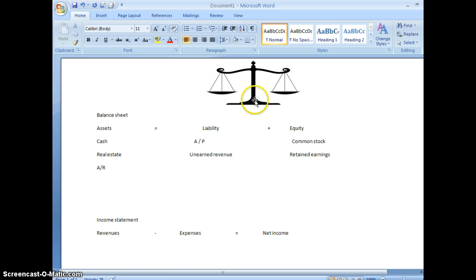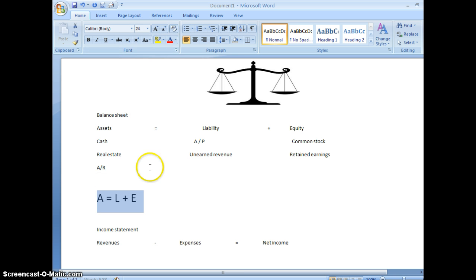Now, when you're looking at the balance sheet, you want to think of a scale, just like this here. The scale needs to be equal on both sides. It needs to have the same amount of weight. Assets equal liability plus equity. Think of ALE. Assets equal liability plus equity. That is the equation you really want to remember here. Whenever you get stuck, think of this equation right here, and hopefully it should get you through it.